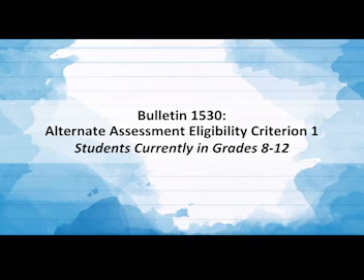The current preliminary changes to Bulletin 1530 establish a transition period for graduation pathways for current 8th grade and high school students. This transition has been included in the first criterion of eligibility for the alternate assessment participation. It's important to note as we look at this eligibility criterion that it will look very familiar to everyone because for this group of students, again, we're talking students in grades 8 through high school, the criterion has not been revised and remains the same. The first criterion for this group of students has not changed.